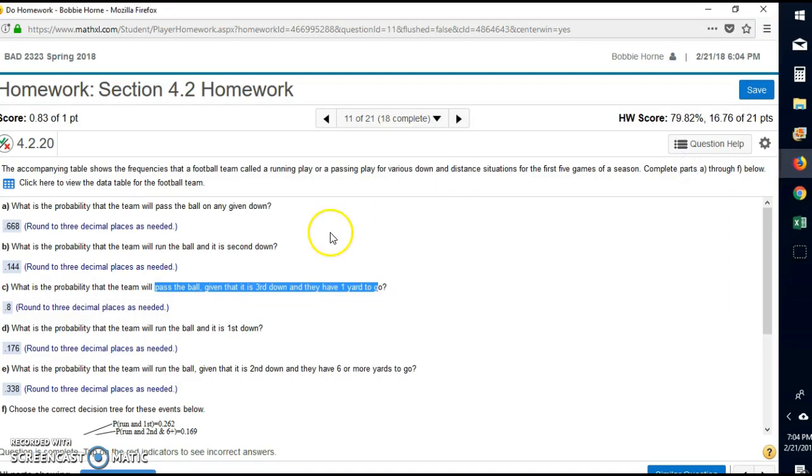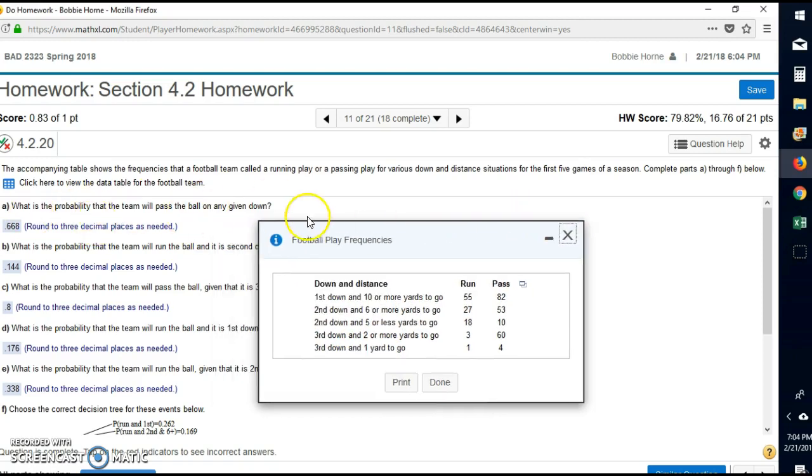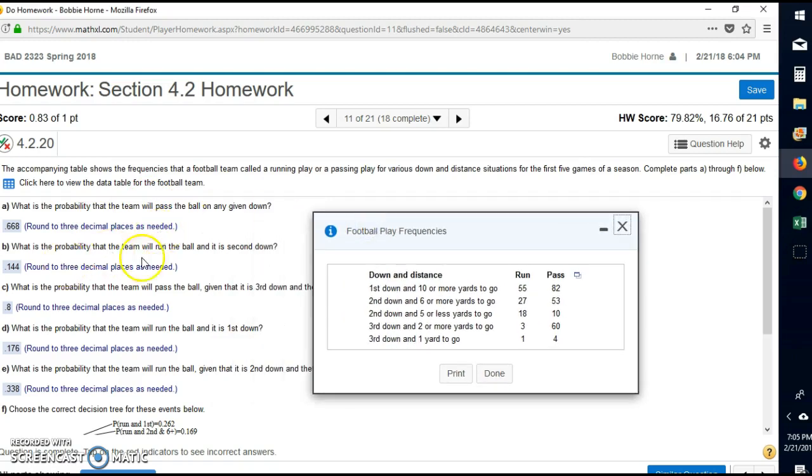Okay, we're going to look at 4.2. This is about the scenarios of running the football for 5 games and whether you're going to run or pass. And then these are the questions that ask, what is the probability the team will pass the ball on any given down? What is the probability the team will run the ball on second down?